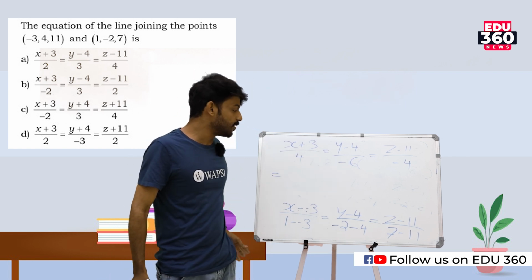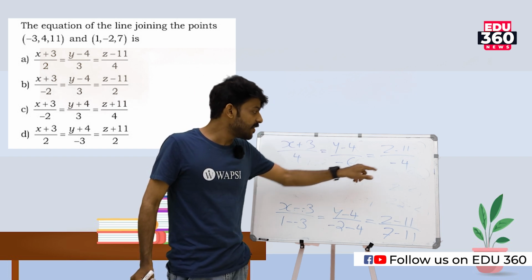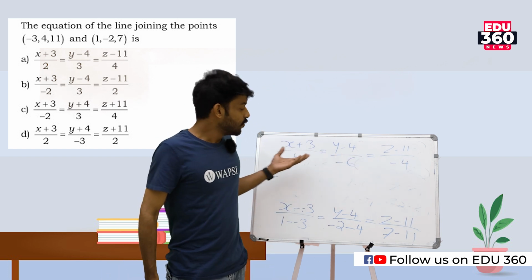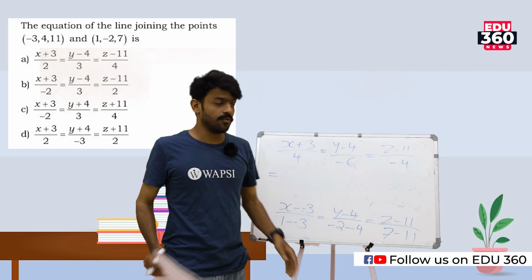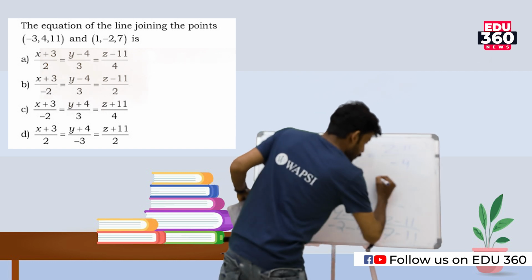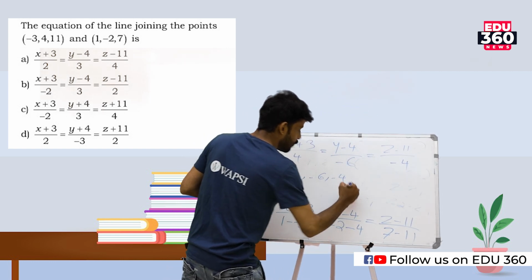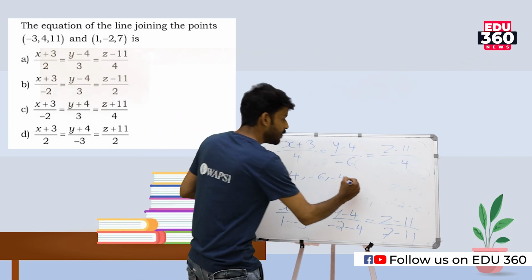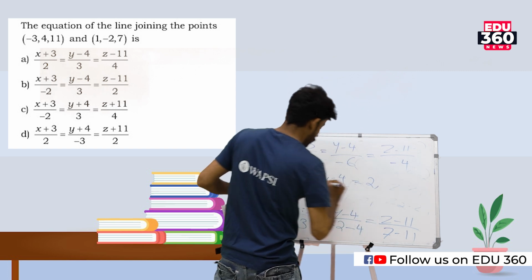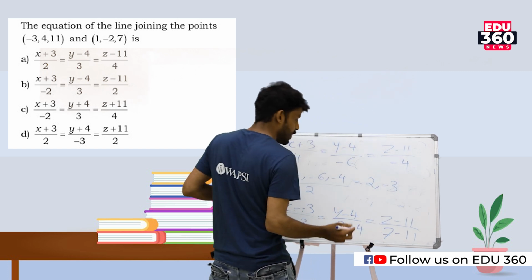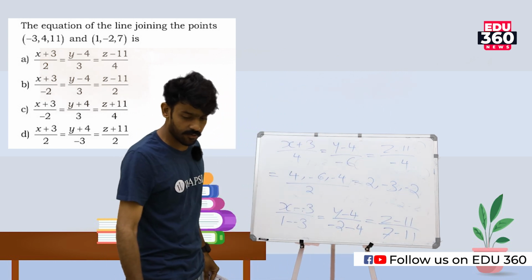What is the denominator for the first one? The denominator is 4. For the second one, the denominator is -6. And for the third one, the denominator is -4. Now look here: 4, -6, -4. We can divide it by 2. When we divide 4, -6, -4 by 2, we can reduce this as 2, -3 and -2.